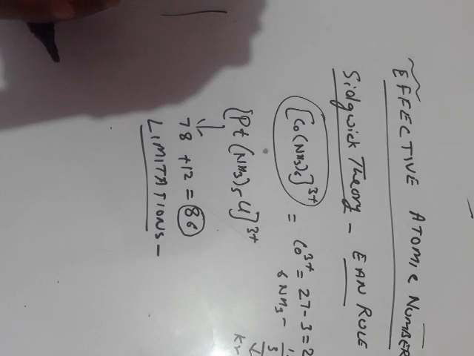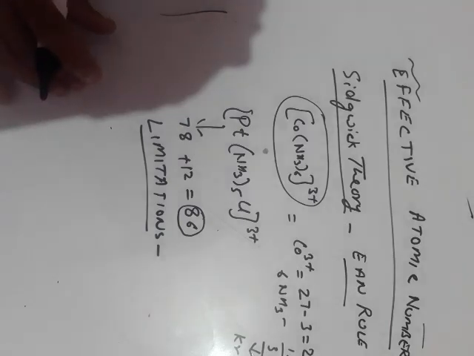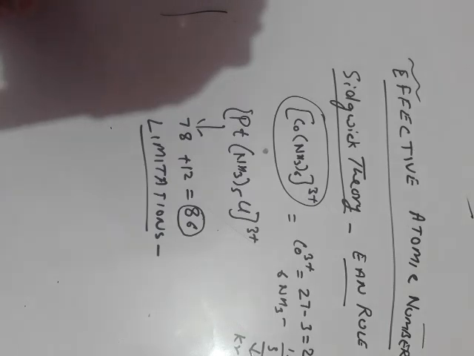Further, this also cannot explain why certain metals show more than one coordination number, meaning they gain more or fewer electrons from the ligands in different complexes. So these were the limitations of the effective atomic number rule, or the Sidgwick theory.